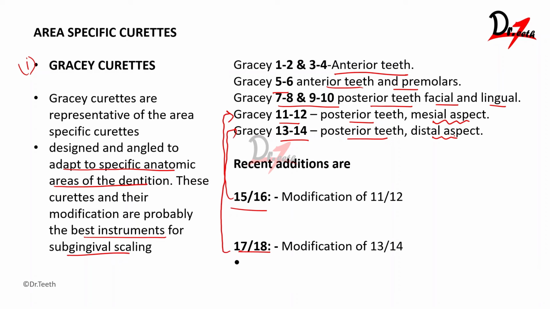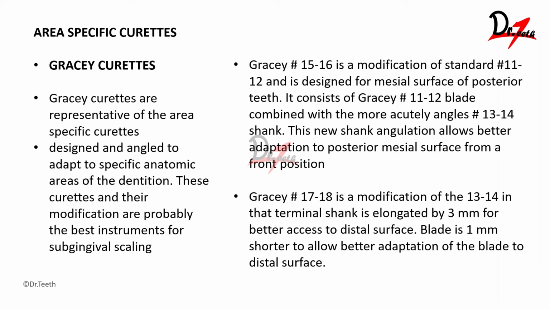So let's see what is the modification which is given. So 15-16 is a modification of standard 11 and 12 design. And it contains the Gracie 11 and 12 blade combined with more acutely angled 13 and 14 shank. So the blade is from 11 and 12, but the shank is from 13 and 14. So this new shank angulation allows better adaptation to posterior mesial surfaces from the front position.